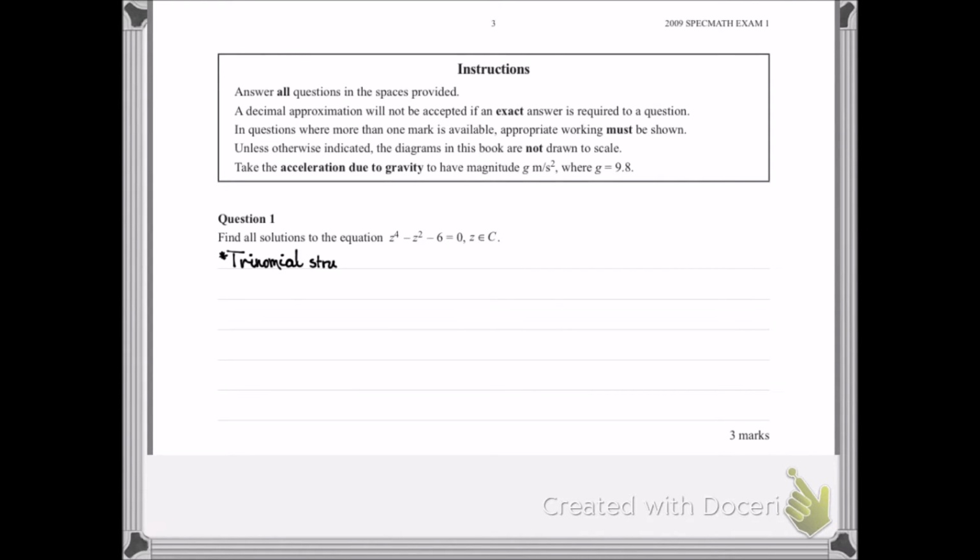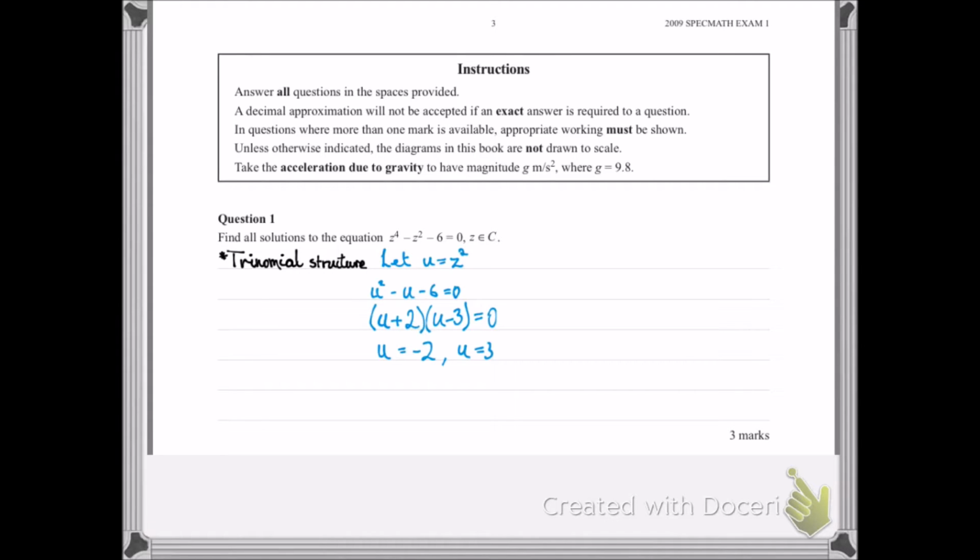Alright, so first thing here in question 1, find all the solutions of this equation. You've got z to the power 4 minus z squared minus 6, and that equals 0. Complex numbers. Okay, so what we have to recognize is that it's a trinomial, and because it's like a quadratic equation, we're going to perform this little substitution and express it as a quadratic, and we can get solutions for u. So u is equal to minus 2 and u is equal to 3.